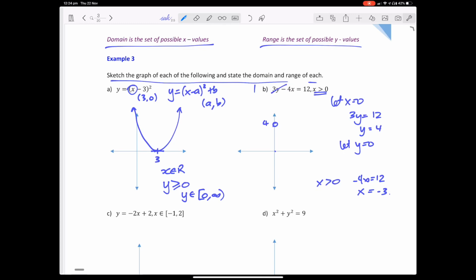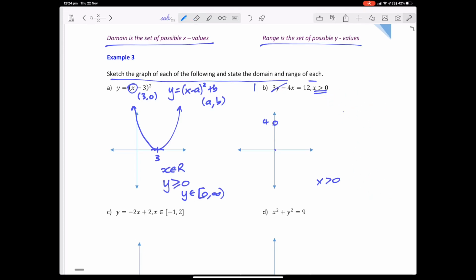Let's choose a point to the right. If we let x equal 1, we get 3y minus 4 is equal to 12. We get 3y is equal to 16. So y is equal to 16 on 3, which is 5 and 1/3. So you can see from here the graph's going to go upwards. So what is the range of this graph?